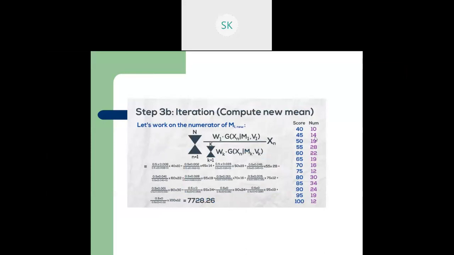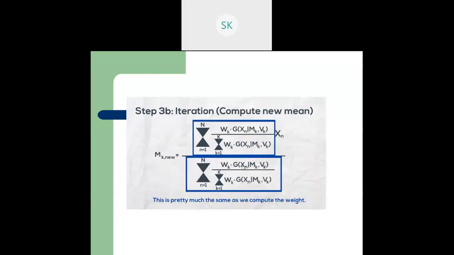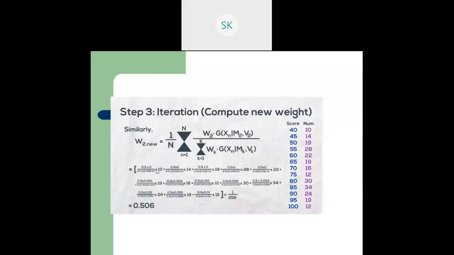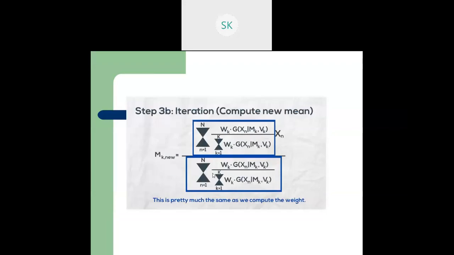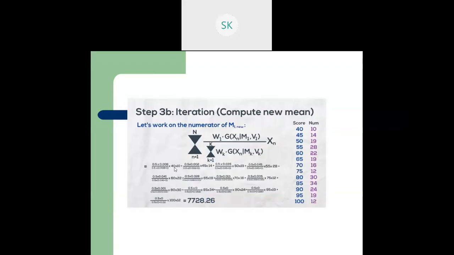xn is the number of students, multiplied here: 10, 14, 19. So in the weights we have only these 10, 14, 19. Here we have updated it by multiplying by the score. x is our actual data value, the data score. Scores are multiplied with respect to each. So we have the result 7728.26.